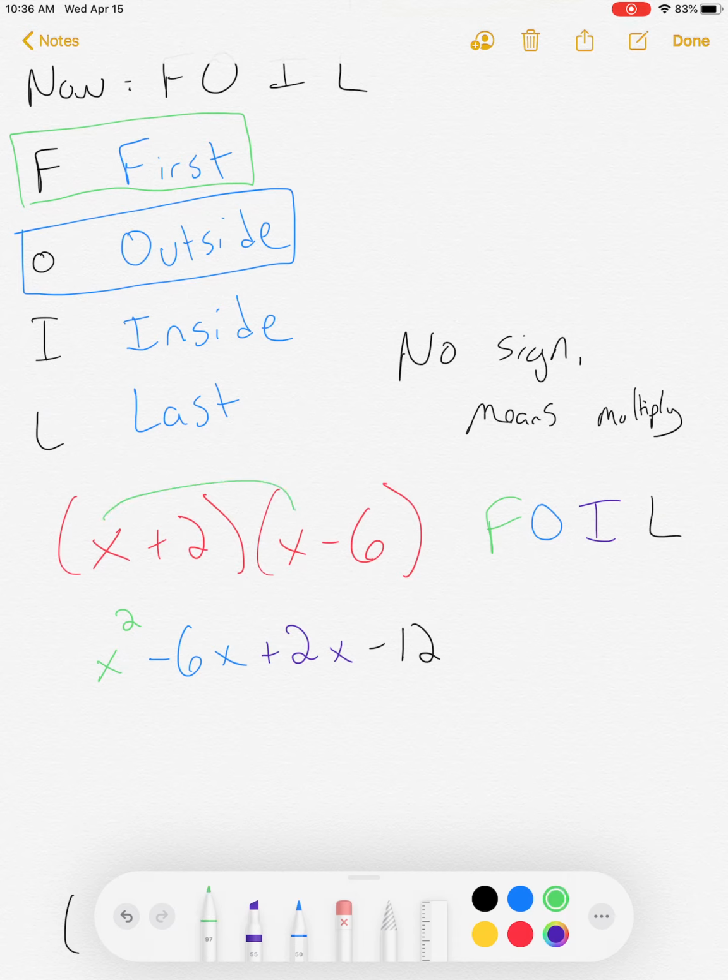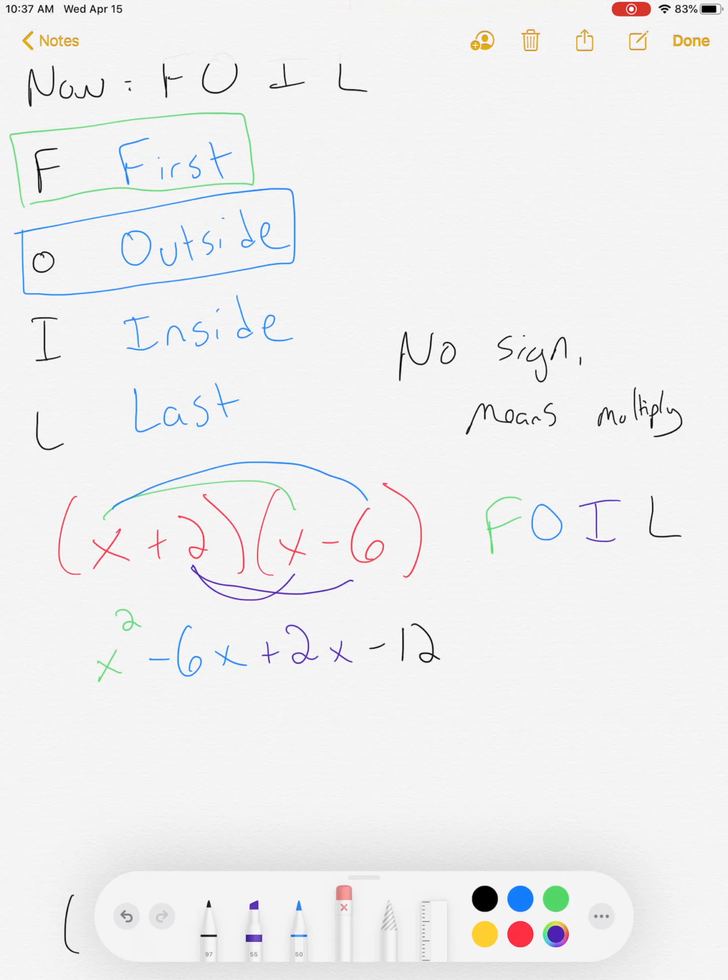Now, if you look carefully, I talked about it essentially being double distributing in the beginning. Double distributing, I had to do x times x, boom. I had to do x times negative 6, boom. I had to do 2 times x, boom. I had to do 2 times negative 6, boom. So when I do this now, I should end up with 4 terms. 2 times 2 is 4. There's 2 terms here and 2 terms here, so I should end up with 4 terms at the very end.